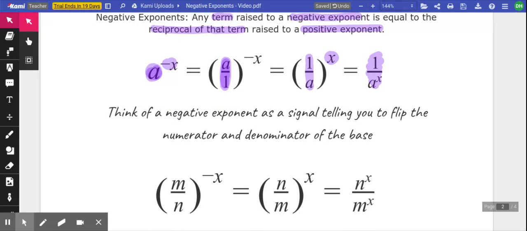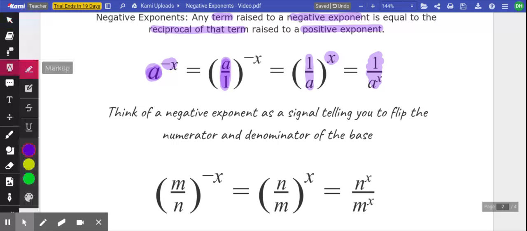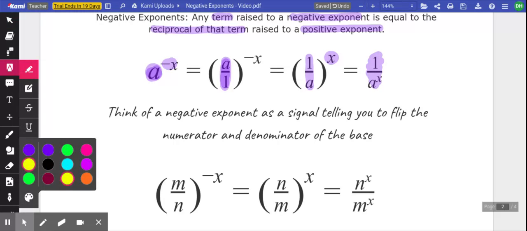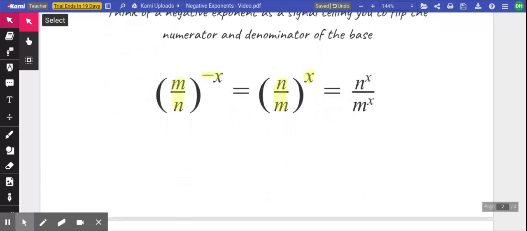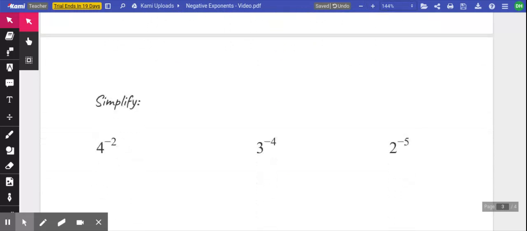So here's one cool way to think of a negative exponent: as a signal or trigger telling us to flip the numerator and the denominator of that base. Here we've got ourselves our base. We recognize the negative exponent, so all we're going to do is reciprocate, or flip the numerator with the denominator. And now the exponent is positive. How sweet is that? All we really have to focus on is finding the reciprocal of that base.